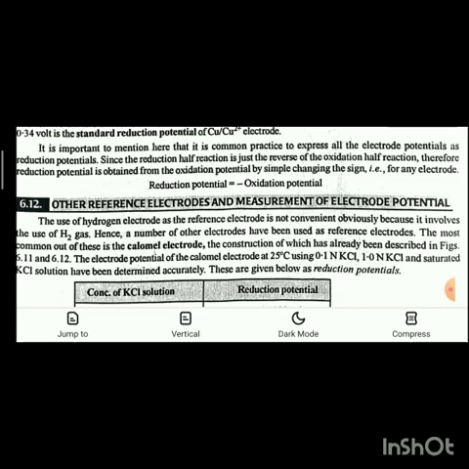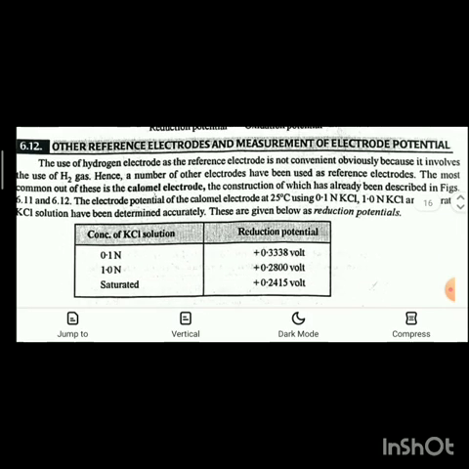Other reference electrodes and measurement of electrode potential. The use of the hydrogen electrode as the reference electrode is obviously not convenient, because it involves the use of H2 gas. Hence, a number of other electrodes have been used as reference electrodes. The most common of these is the calomel electrode, the construction of which has already been described in the figure.